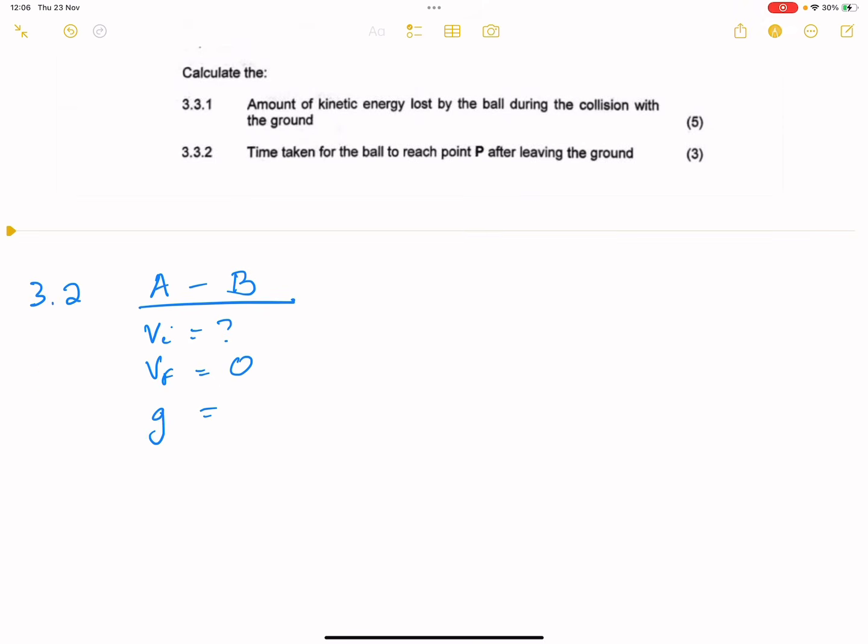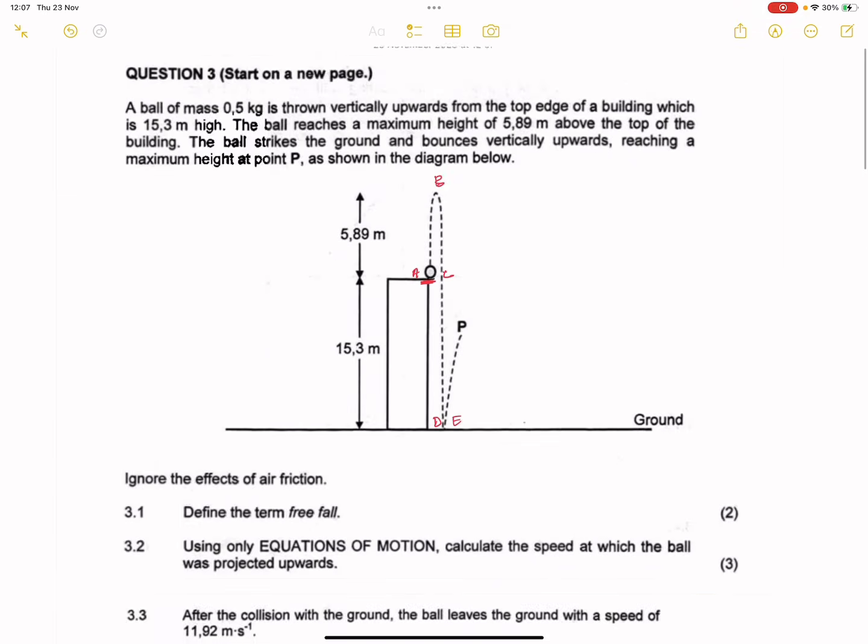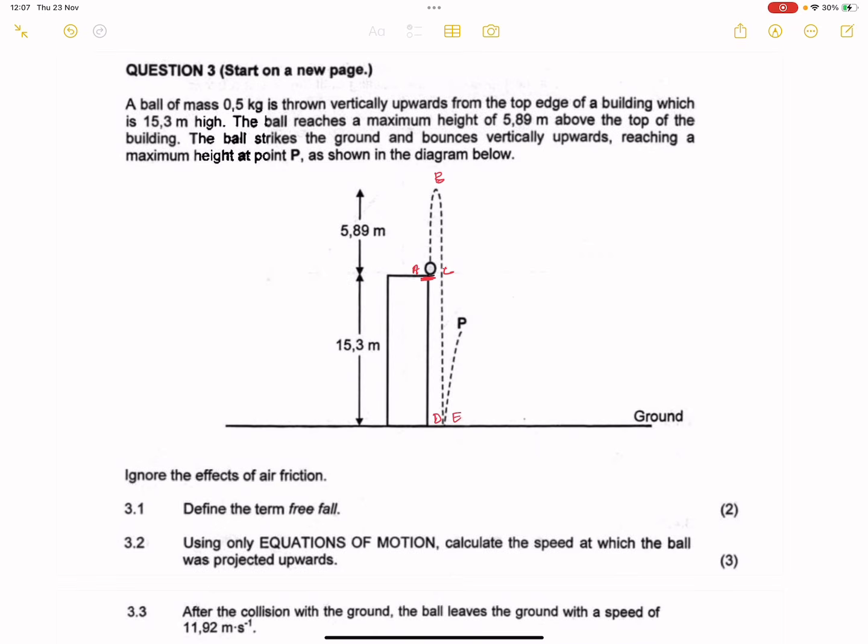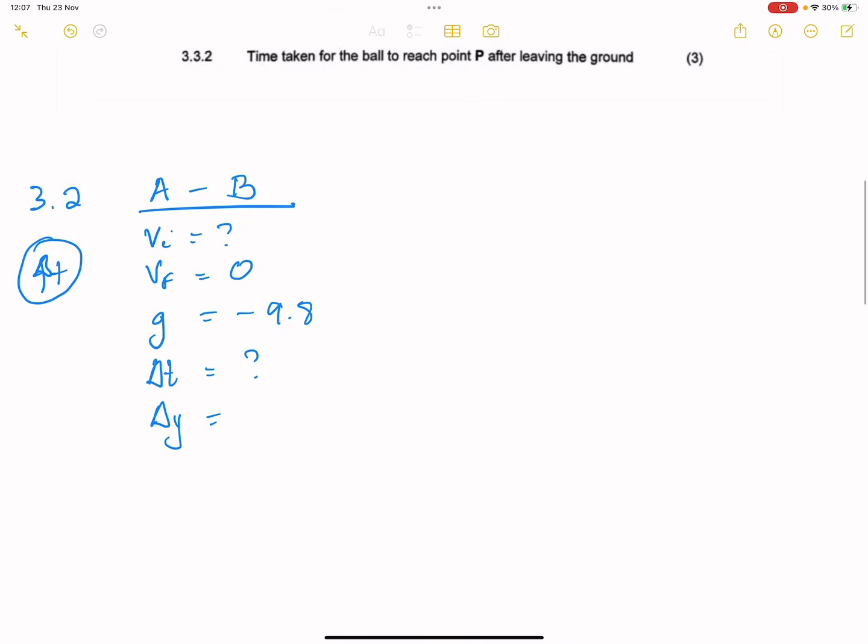Acceleration. Now, I'm going to take up as positive, if you don't mind. Which means I'm going to have negative gravitational acceleration, because remember, it always moves vertically downwards. Our time is unknown, but we know that we projected the ball 5.89 meters above where it was projected from. So that's 5.89. It will be positive because it was actually upwards, right?